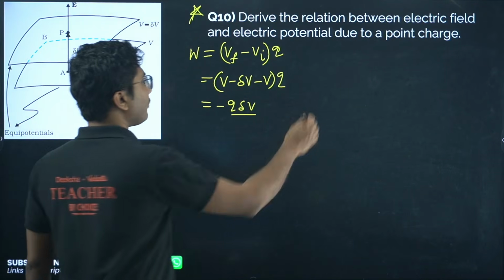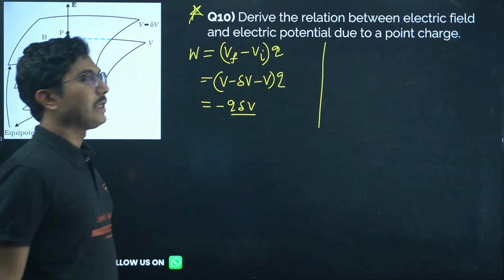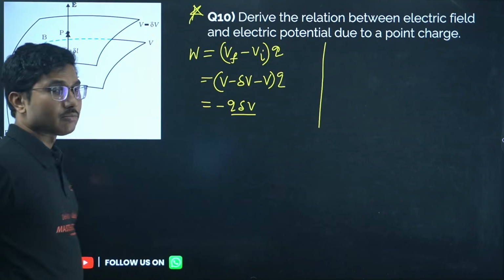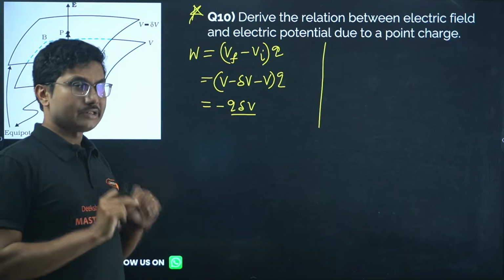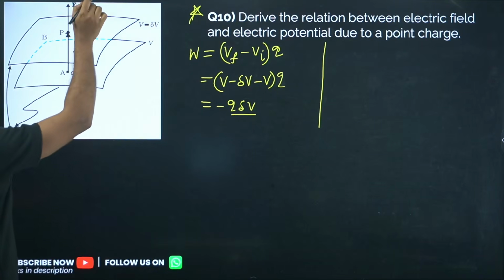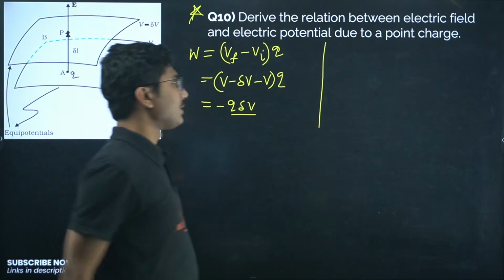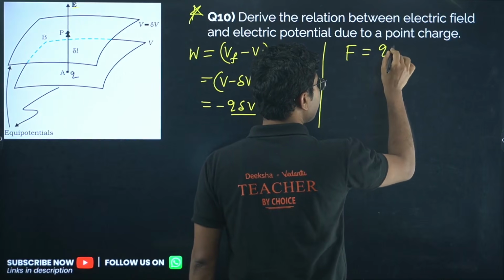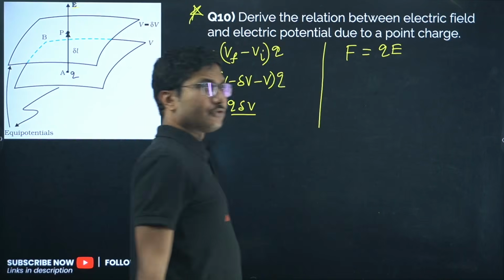Now mechanical work done. What is the mechanical way? In the mechanical way, you have to calculate the force. Now these two charges are separated by a small distance delta L. The distance is very small, so the electric field E is almost constant between these two planes. So what is the force acting on this charge? Force acting on this charge is Q into E.